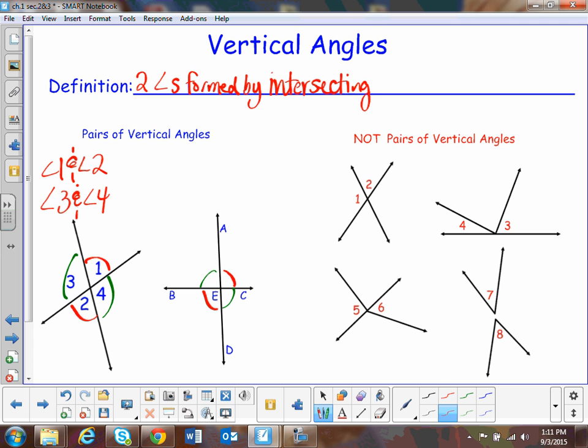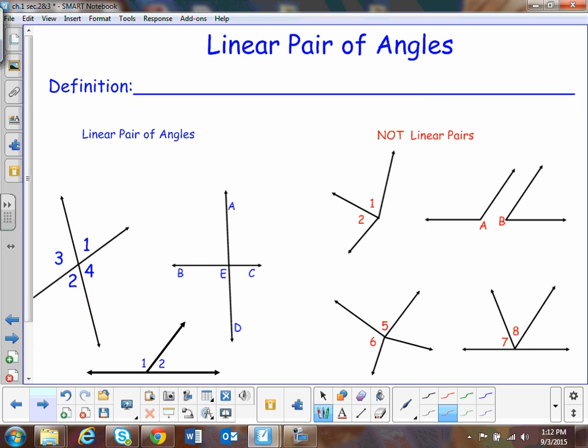If they're not intersecting lines, then you can't have vertical angles. Okay, two angles formed by intersecting lines and are non-adjacent. The word adjacent means right next to each other. So they're not going to share a ring. They're all on opposite sides. Some people like to say opposite, or across from each other.